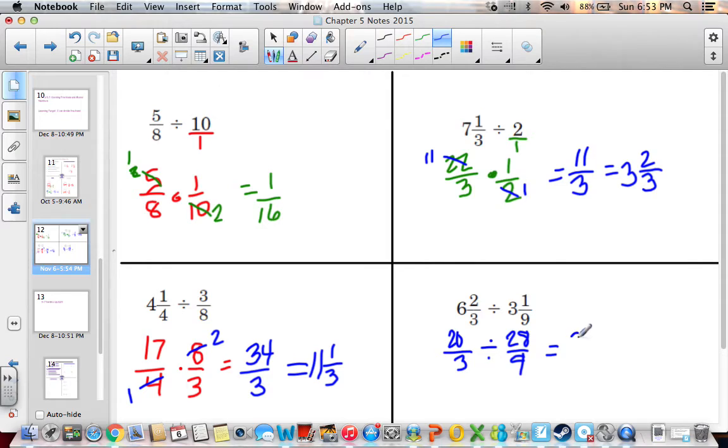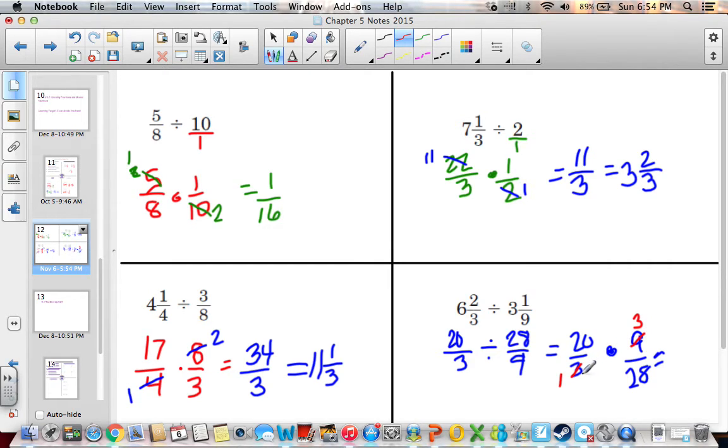Now, I'm going to rewrite it as my keep. And there's my change to multiplication. And now I'm going to flip my second fraction. Okay, I'm going to cross cancel out a few things. So 3 divided by 3 is 1. 9 divided by 3 is 3. See how they're diagonal from each other?